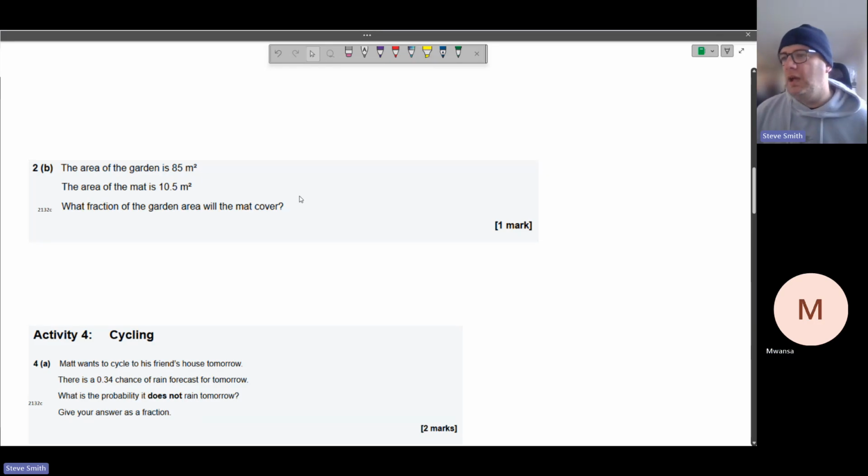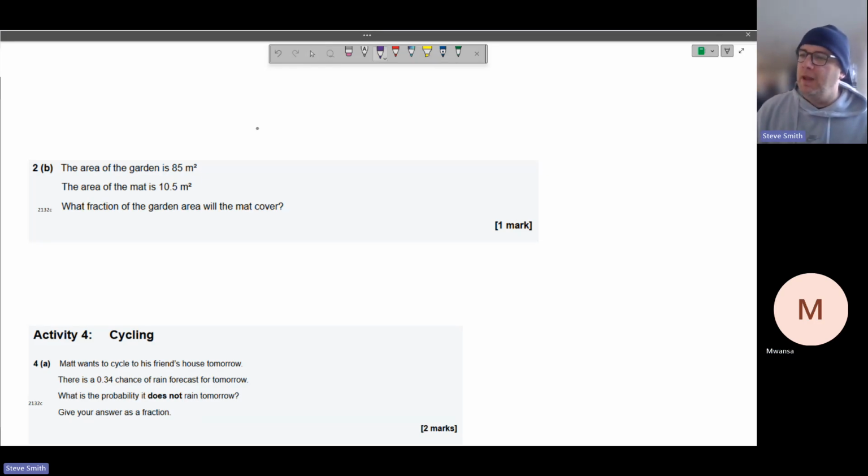The area of the garden is 85 meters squared. The area of the mat is 10.5 meters squared. What is the fraction? So this is a good one for 1 mark. We've got the fraction right there in front of us. We've got it there, look. We've got the fraction, which is exactly what it says. But for 1 mark, we need to remember one thing. We can't have decimals in fractions.